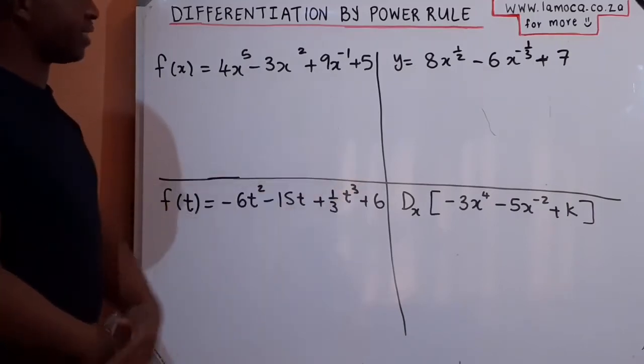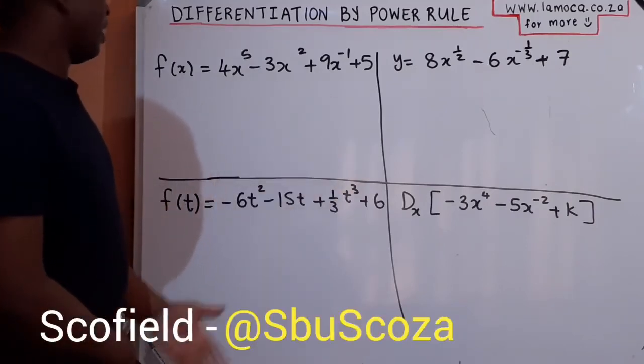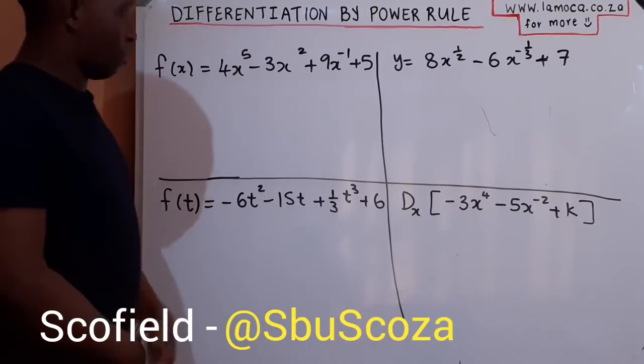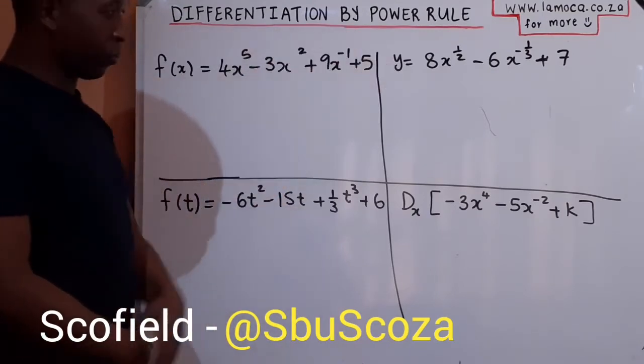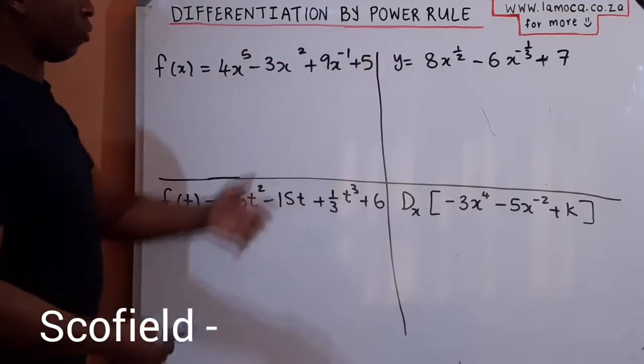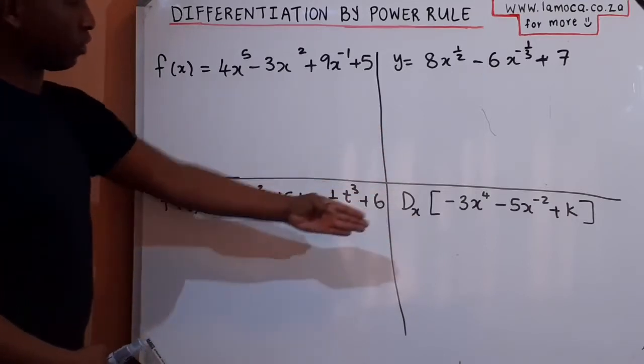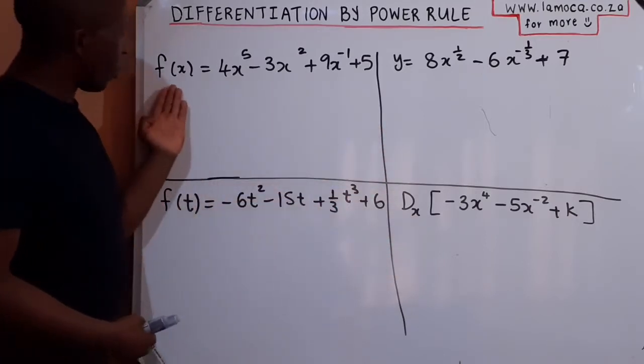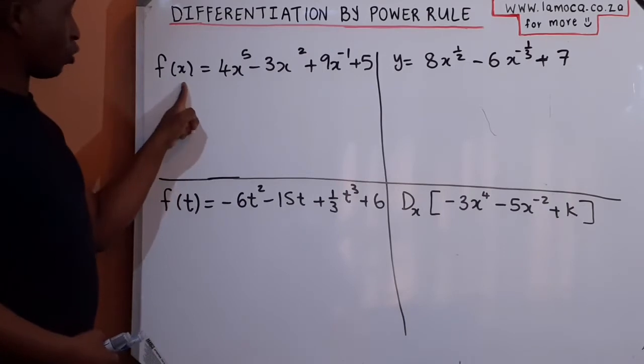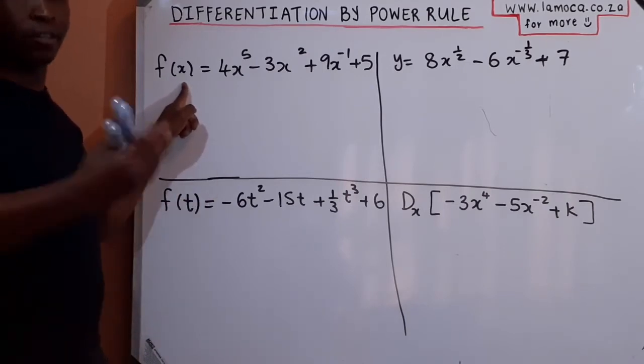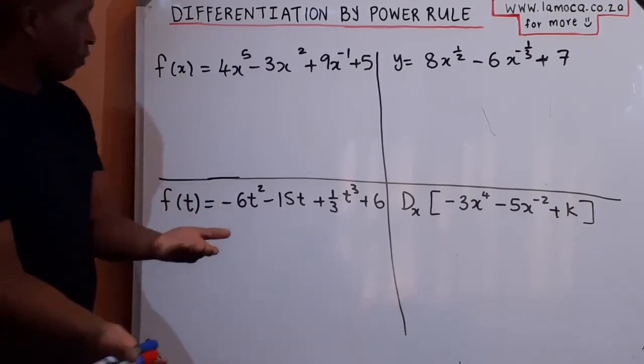Let's take very simple examples to illustrate the derivative of functions using the power rule. Very straightforward, no complications. We're going to apply the power rule to find the derivatives of these 4 different questions. So this one, you can see my f of x is a function of x, so I'm deriving with respect to x. I'm looking for the first derivative in this case.